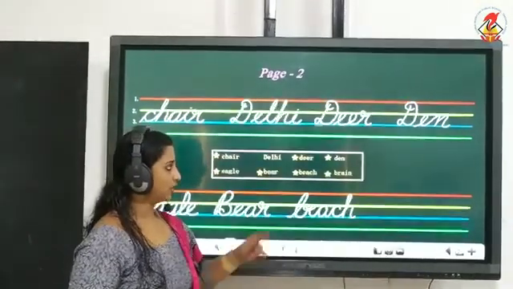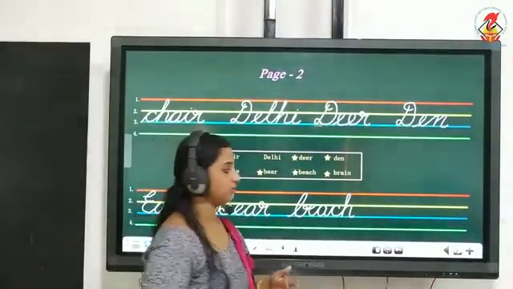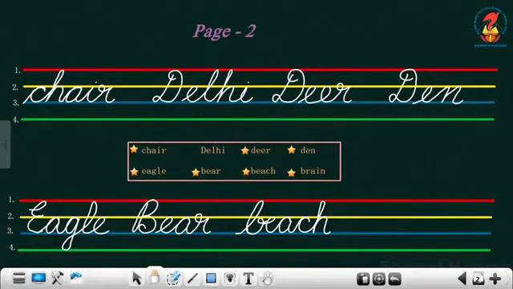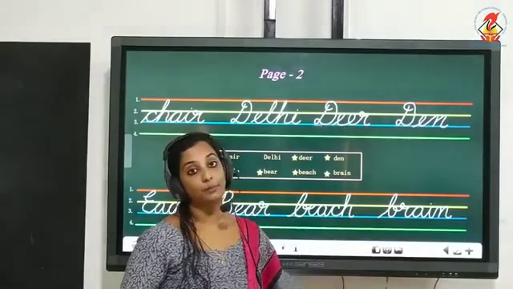B-E-A-C-H, beach. The last word is brain. Even here we are going with the small letters. So, small letter B. Go up to the red line, crossing the yellow, starting from the blue, coming down, making the loop, curve, again a loop, and then R, and then come down, form the letter A by touching the lines, yellow and blue, come down, again go up, come down to the blue, go up, come down, go up, come down, and the tail for N, and ending with a dot, framing the word brain.